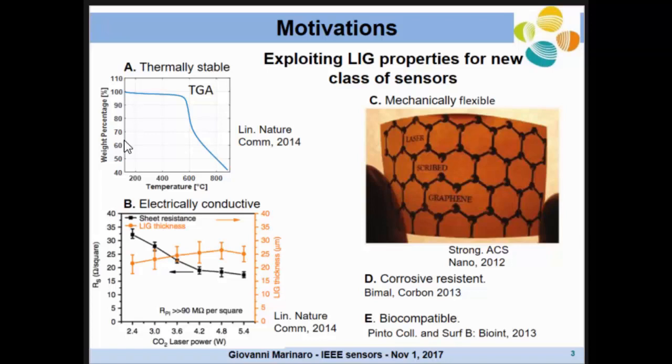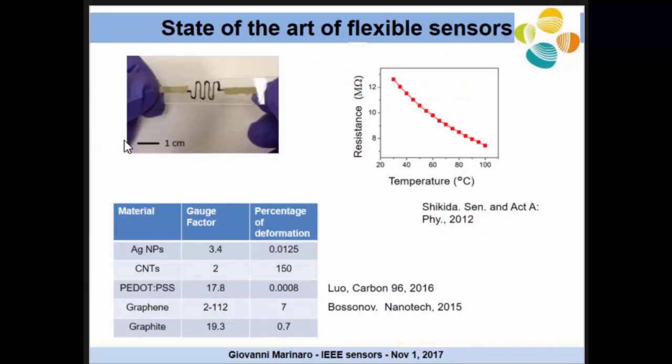It's the so-called Kapton. So it's also corrosion resistant and biocompatible, as you can see from this reference. I want to show you an example of the state of the art nowadays for this fabrication method. Here it's made on PDMS, so you can twist and bend the sensor. And these are the materials used for flexible sensors nowadays. I'm choosing graphene because of this outstanding value.